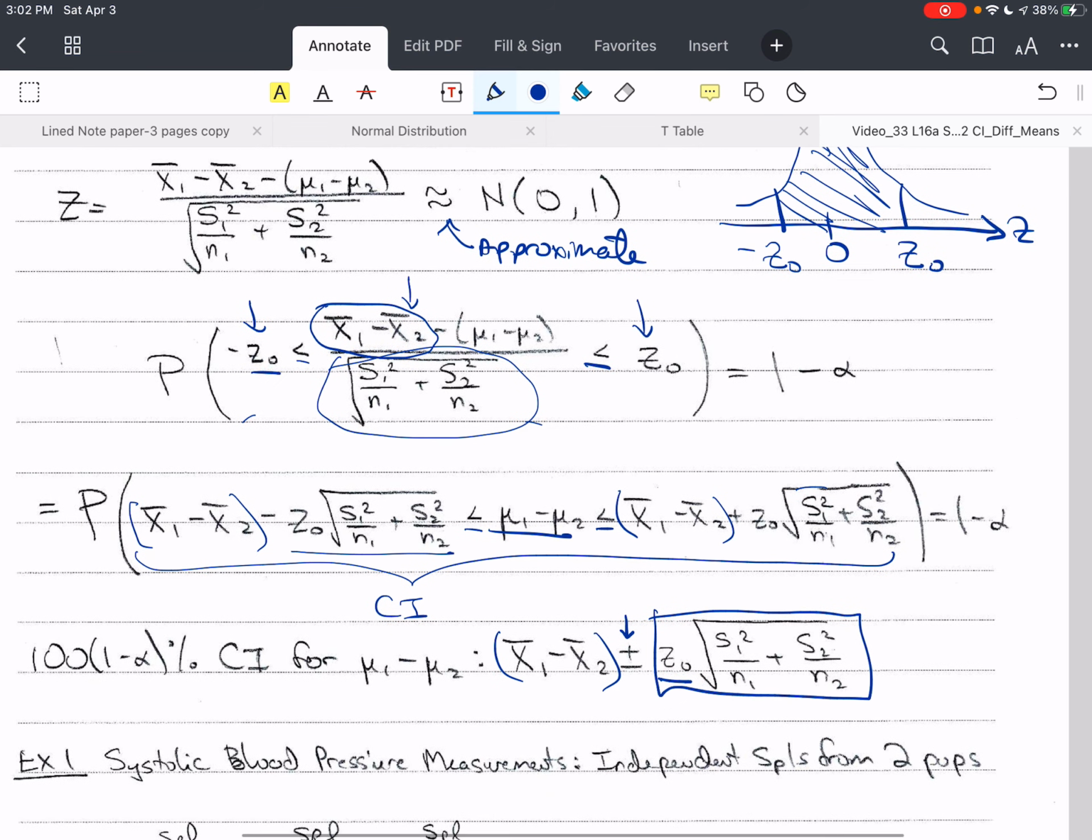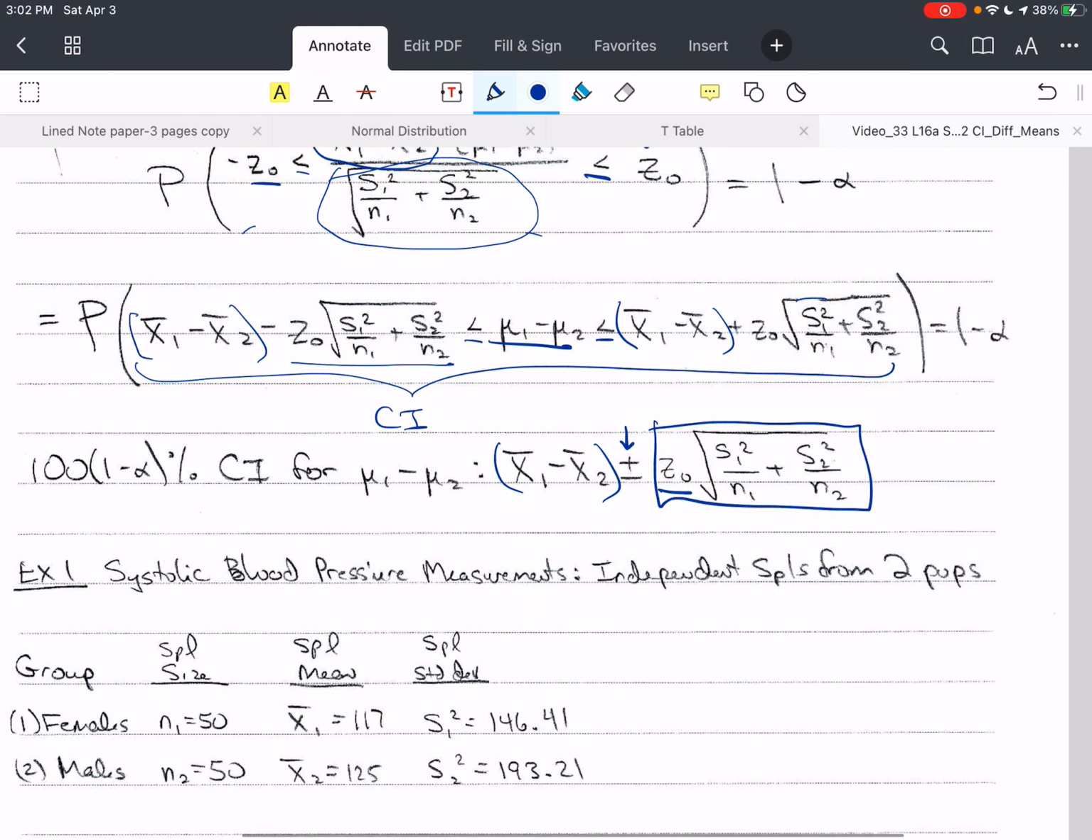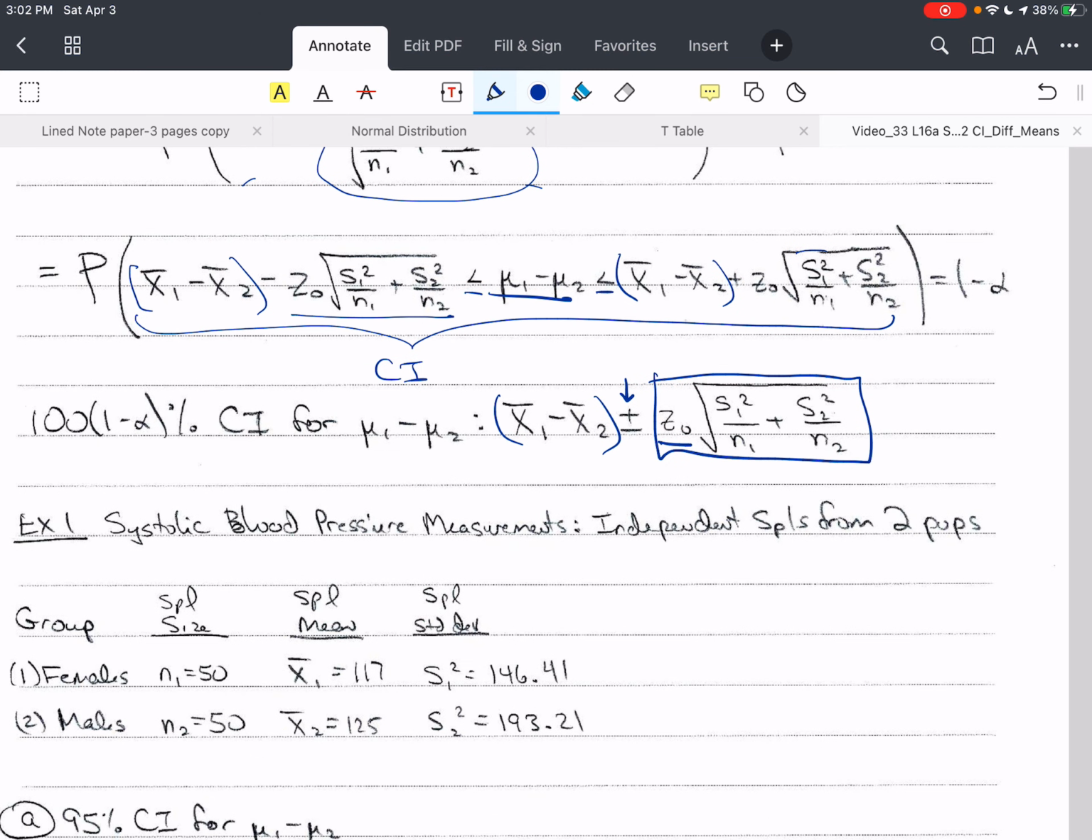We have systolic blood pressure measurements, and these are independent samples from two populations. In this case, you'll see that they are independent populations, certainly. So what do we have? We have males and females, so they're definitely independent unless they're from the same family. We're going to assume that none of the males are related to the females and vice versa. So we have a sample size of 50 for each.